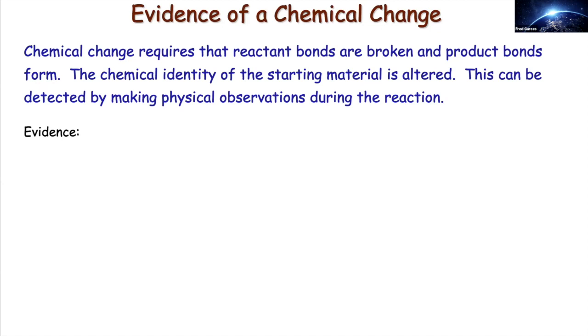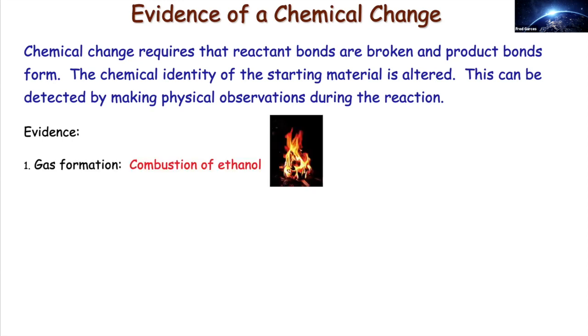So what is the evidence that a chemical reaction is taking place? This is what you need to write down when you see the observation. How do you know a chemical reaction is taking place? Well, you need to cite this evidence. The first one is that there is some sort of gas formation, or maybe you can see some sort of fire. And when there's fire, there's usually smoke, and that smoke is a gas formation, like the combustion reaction of ethanol or some sort of hydrocarbon.